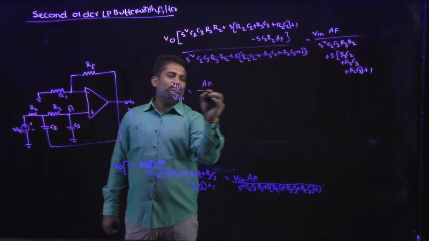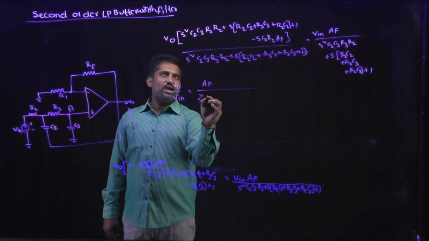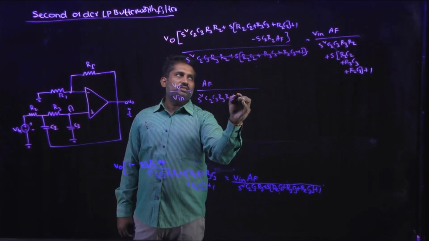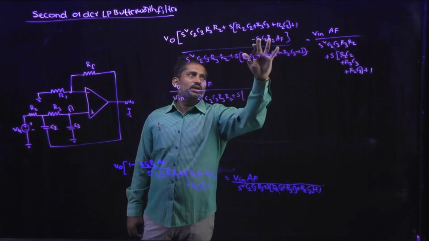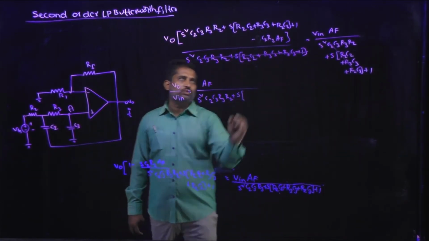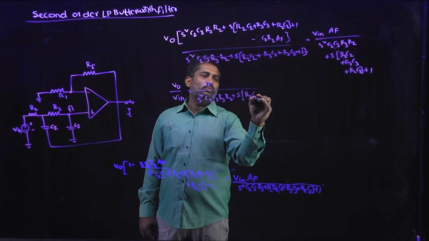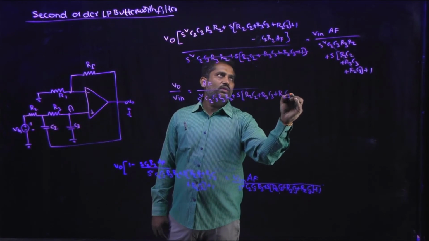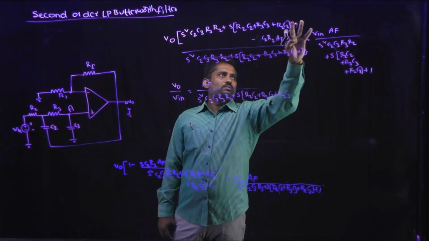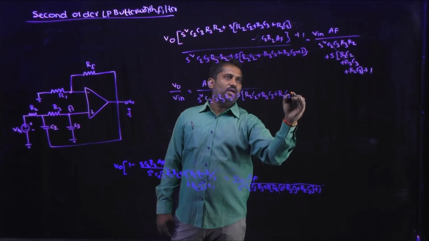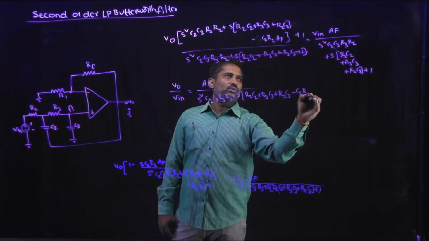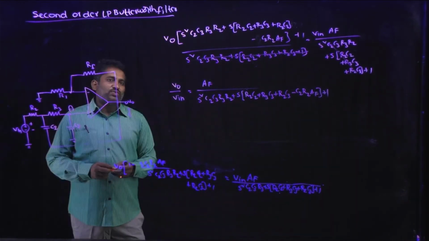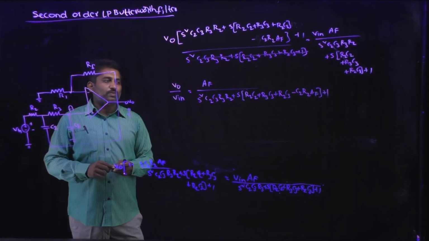AF divided by S square C2 C3 R3 R2 plus S into, if you have taken common, (R2 C2 plus R3 C3 plus R2 C3 minus C2 R2 into AF) plus 1. This is the transfer function of the second order low pass Butterworth filter.